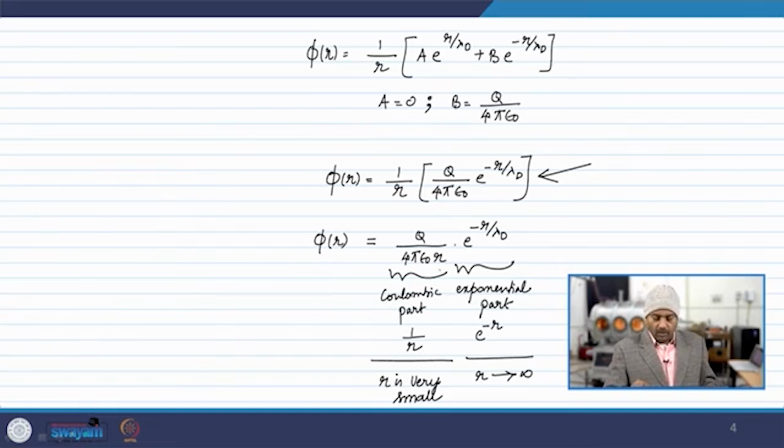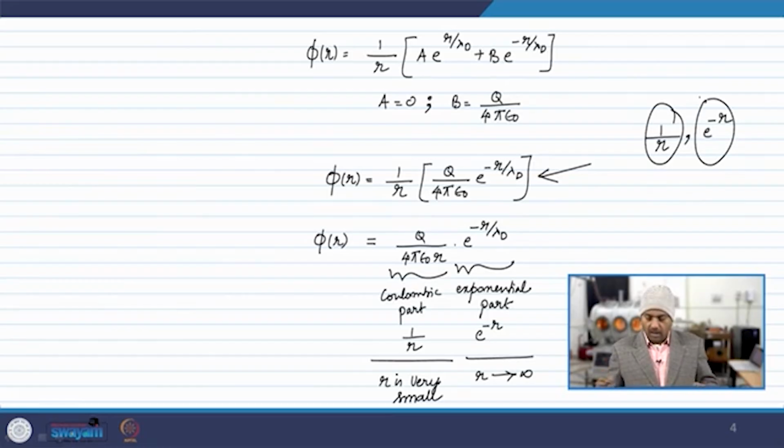Now, if you see 1 by r and e to the power of minus r, we have two things here. Something decays at the rate of 1 by r and something else decays at the rate of e to the power of minus r. Which is faster? That is the basic question. This is valid at very short distances and this is valid at very large distances. But both of them combined exist to determine the nature of the potential that is generated because of a positive charge which is kept in plasma.